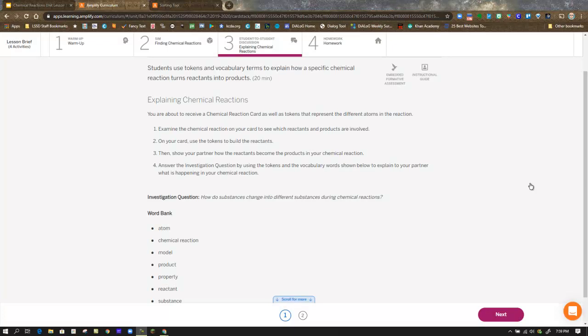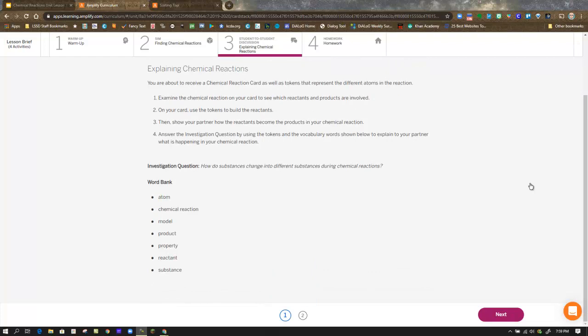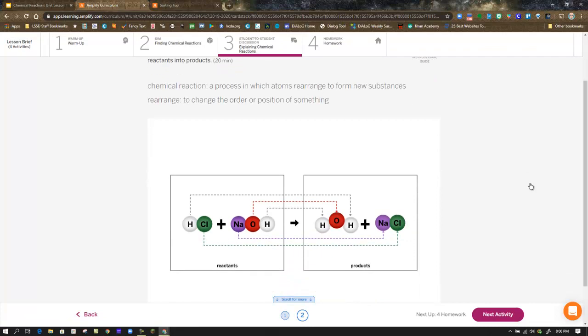Now that we're back looking at the actual student screen with the instructions, again, follow those instructions. Keeping in mind the word bank, you want to be able to use these words to describe what's happening, thinking about the investigation question, how substances change into different substances. And then in the second screen, again, you're given the actual image of the evidence cards.